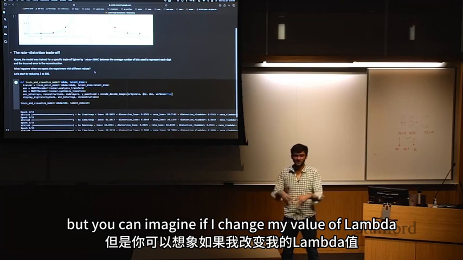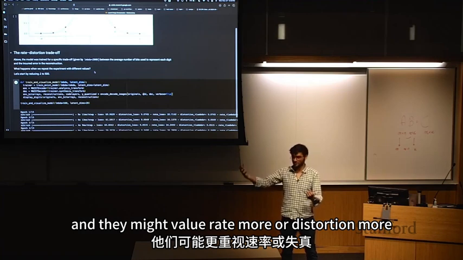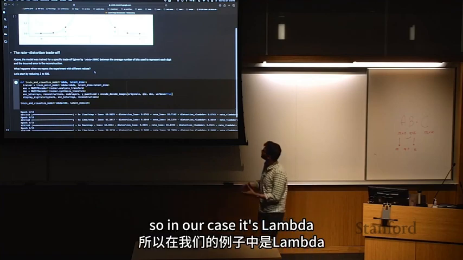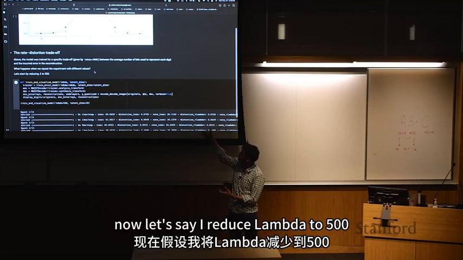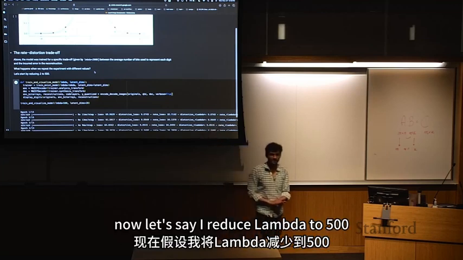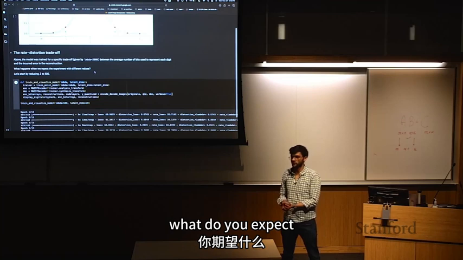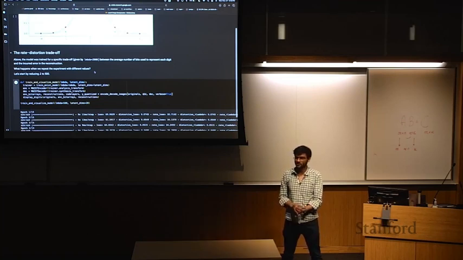But you can imagine if I change my value of lambda, my learned weights will be different and they might value rate more or distortion more, which is a knob we always want in lossy compression, right? So in our case, it's lambda. Let's say earlier the curves were with lambda 2000. Now let's say I reduce lambda to 500, and I am optimizing for rate plus lambda times distortion. What do you expect? Do you expect your reconstructions to be more lossy or less lossy?